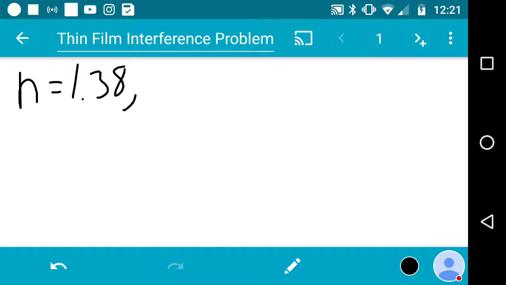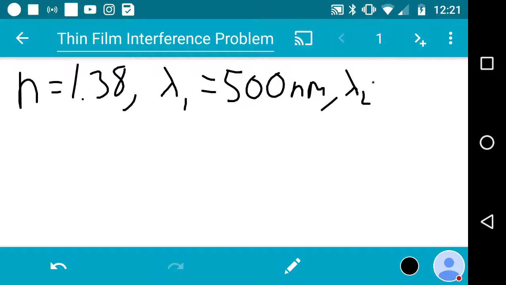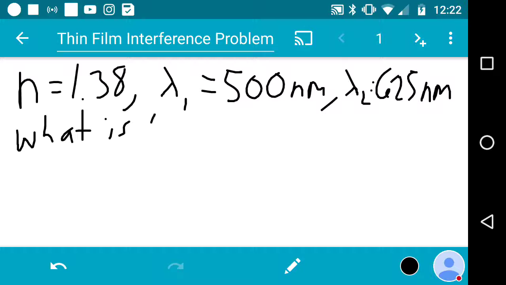So we have lambda 1, I'll call it, is equal to 500 nanometers. And then we have lambda 2 is equal to 625 nanometers. What is the thinnest film for which this can occur? So we want to know what is the thinnest t value we can have.